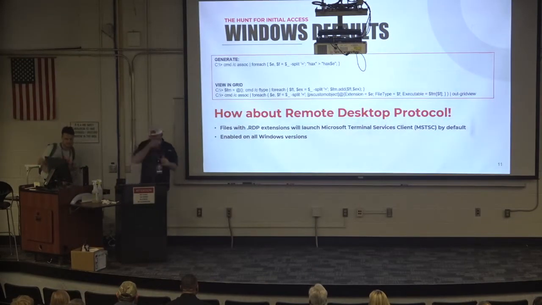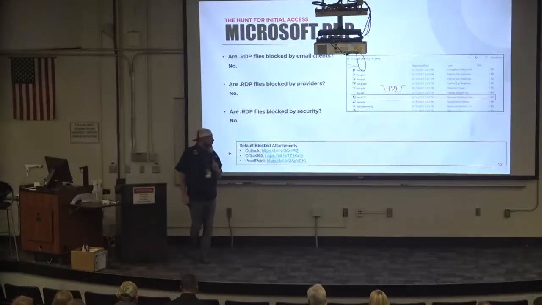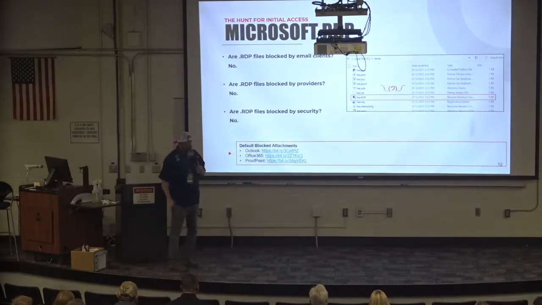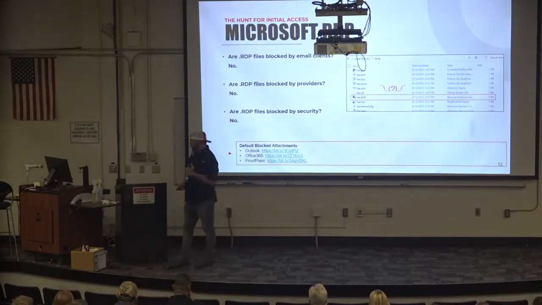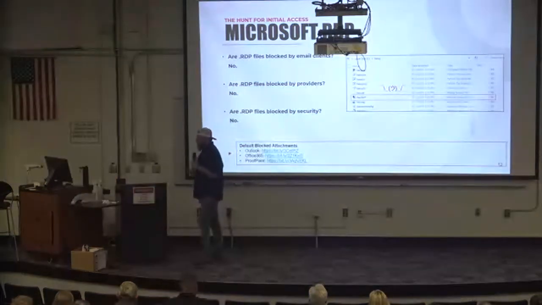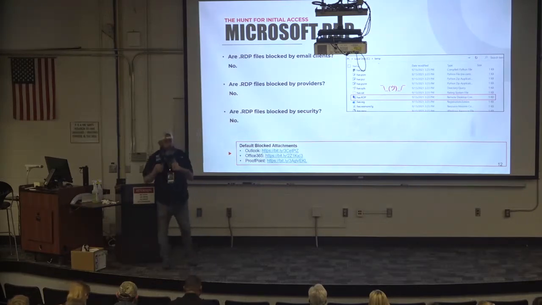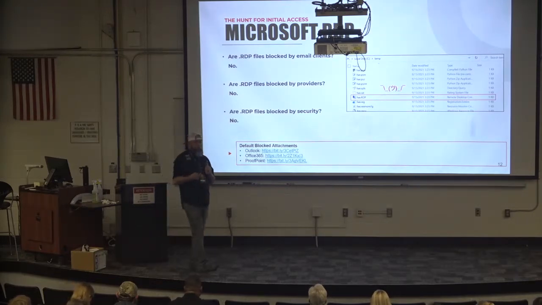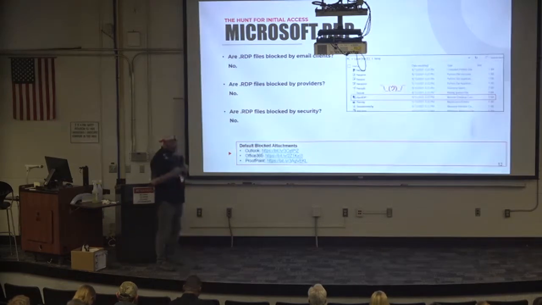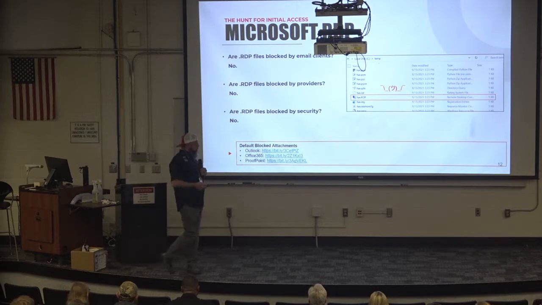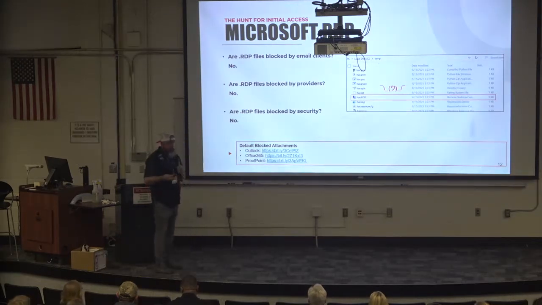There we go. Sweet. So remote desktop. So looking at remote desktop, the things that I've noticed were that RDP files are not blocked by email clients. Why? Because business continuity says that sometimes we need to send RDP files to our employees so that they can access the remote workstation. And so that's a really good indicator for us because that means we could email RDP files to our targets. They're not blocked by security providers.